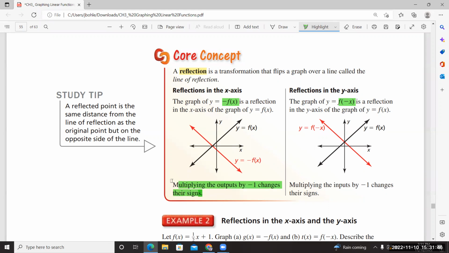So again, when I'm reflecting over the x-axis, I'm multiplying the outputs by minus 1. And when I'm plugging it in on the inside, I'm multiplying the inputs by minus 1. And this causes a reflection.